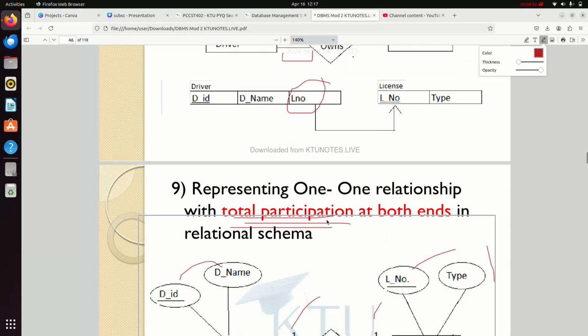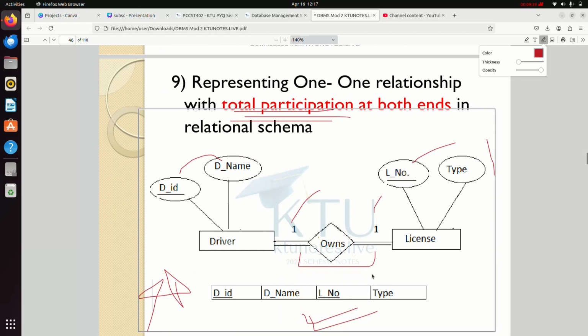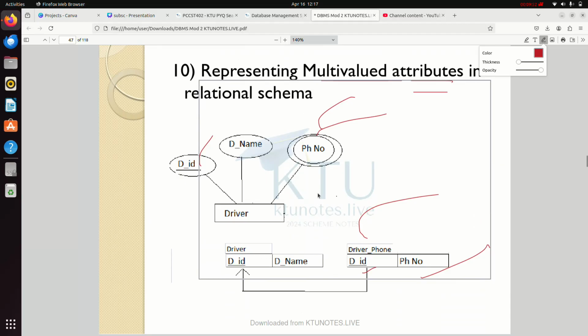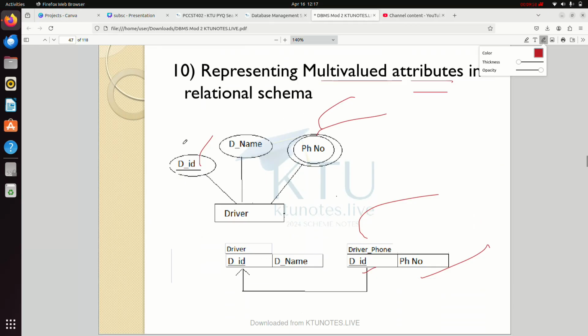But sometimes the total participation can come on both sides. If it comes on both sides, then we will create one table which contains all the attributes of driver and license. There are no two separate tables in that case. And how do you represent multi-valued attributes? Multi-valued attributes are represented by a different table, and it also contains the primary key of the driver. Here you see, the driver ID should be written here also, then only we can understand it is from the driver table. Understood? It is a multi-value from the driver table, then only you will be able to understand that concept.